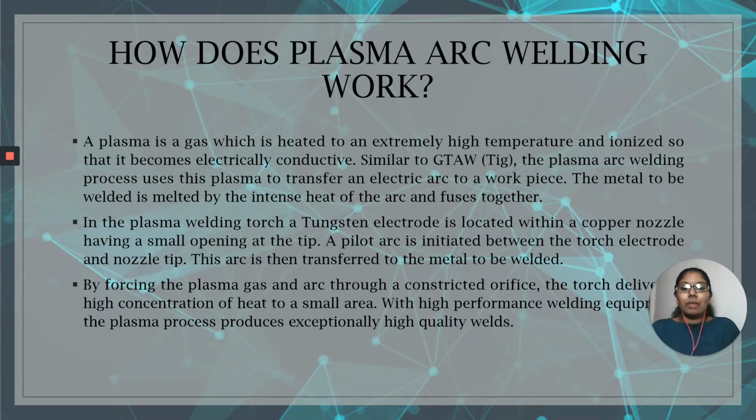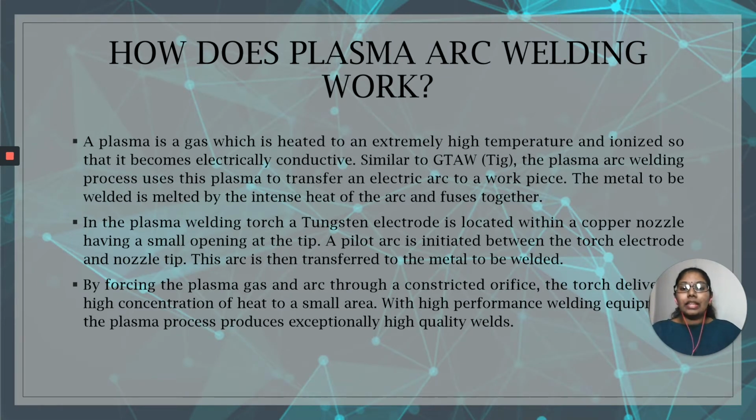Today I'm going to explain how plasma arc welding works. A plasma is a gas which is heated to an extremely high temperature and ionized so that it becomes electrically conductive, similar to GTAW, which is also known as TIG. The plasma arc welding process uses this plasma to transfer an electric arc to a workpiece. The metal to be welded is melted by the intense heat of the arc and fuses together.